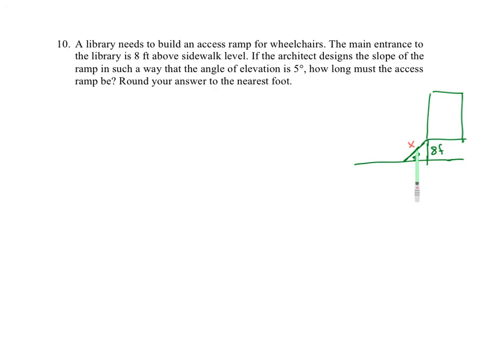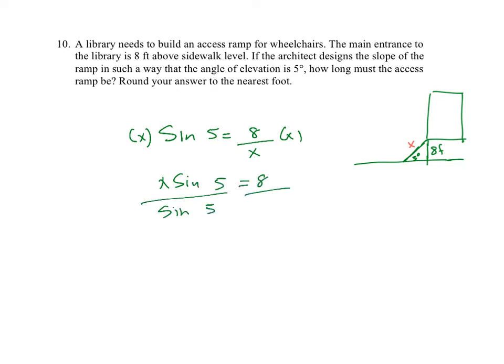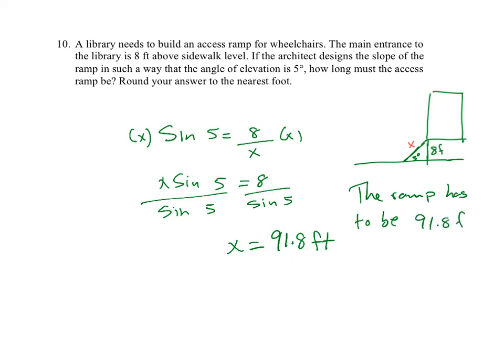So again, I have my angle, I have the opposite, and I want to find the hypotenuse. So I have sine of 5 equals 8 over x. Right, so multiplying times x, so x sine of 5 equals 8, and I'm just dividing by sine of 5. So x equals 8 divided by the sine of 5. So it has to be 91.8 feet. So the ramp has to be 91.8 feet.